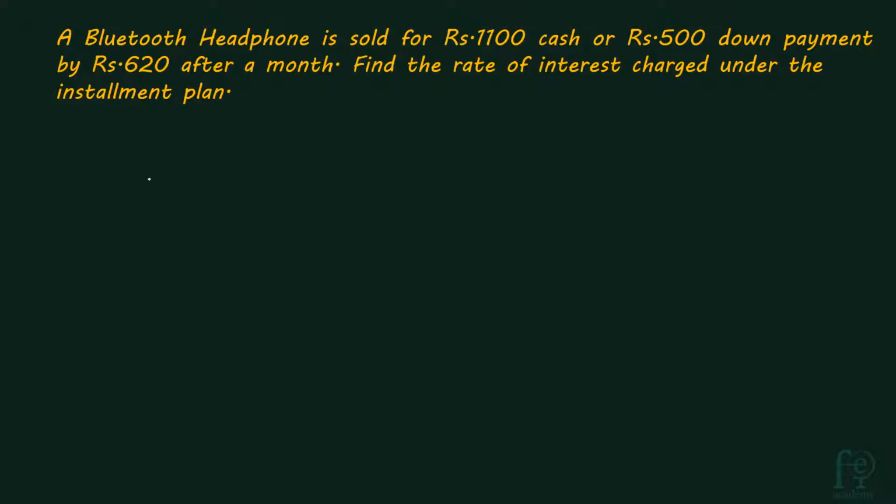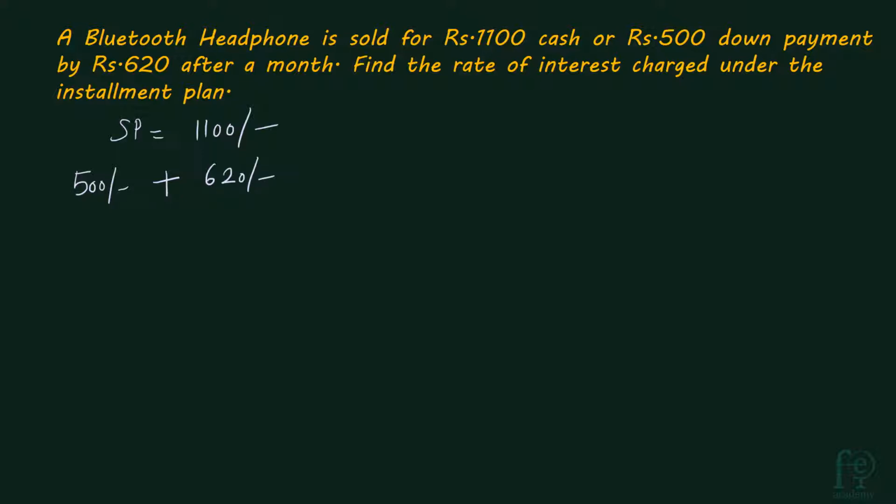Welcome to today's video. So today's question is, a Bluetooth headphone is sold for rupees 1100 cash or rupees 500 down payment followed by rupees 620 after a month. Find the rate of interest charged under the installment plan. So the total selling price of the Bluetooth headphone is rupees 1100.